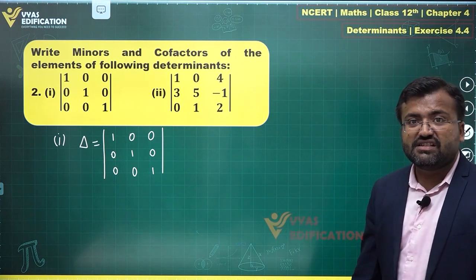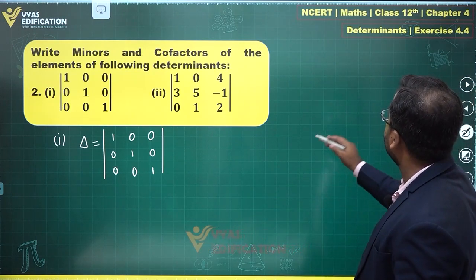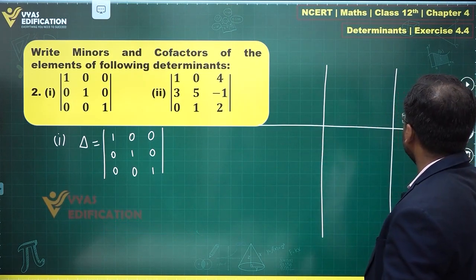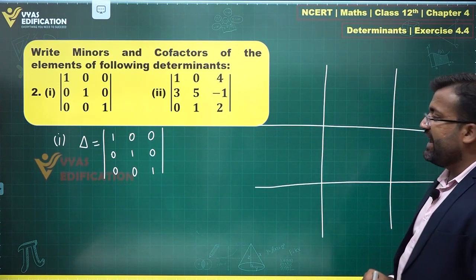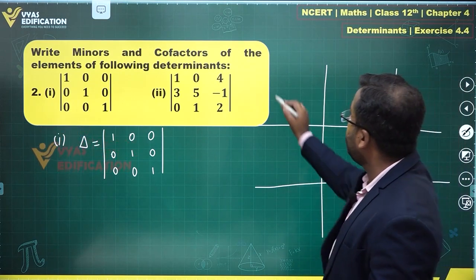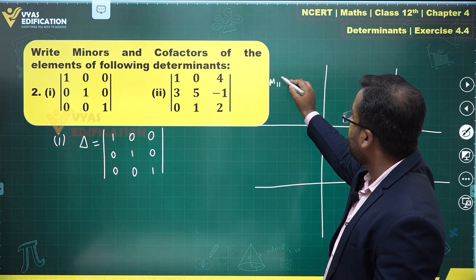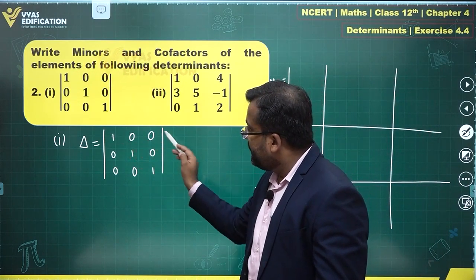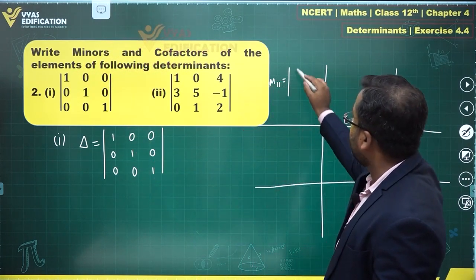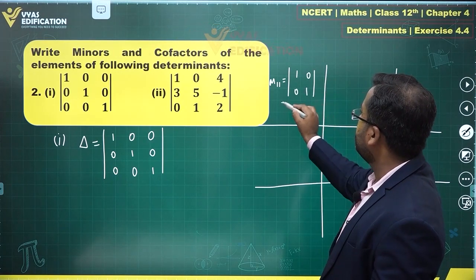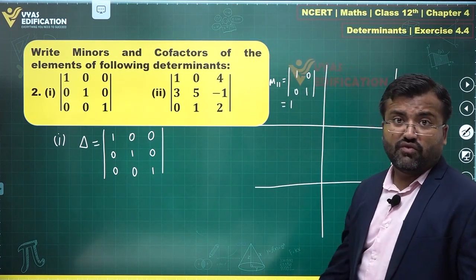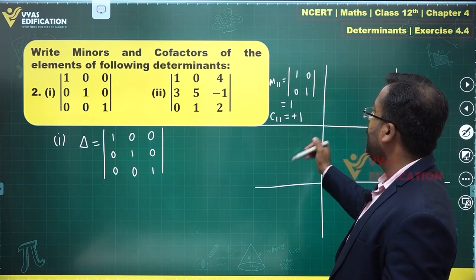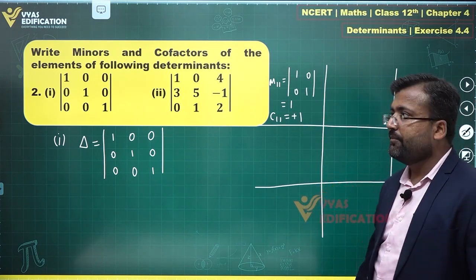And for finding minors, let me prepare a grid first of all. This is the grid that I'll be using for writing the minors. There are a total of 9 elements. We'll be writing the minors one by one. M11 is equal to this over here. You delete the first row and the first column, what you get is 1 0 0 1, and this will be equal to simply 1 minus 0, which is 1. This is minor M11. C11 will be plus 1, right? Extra plus will be there.